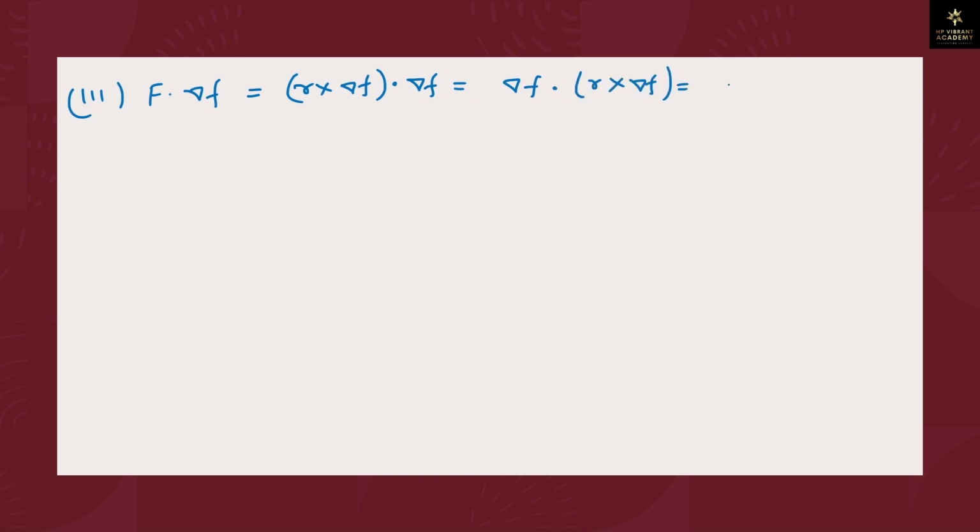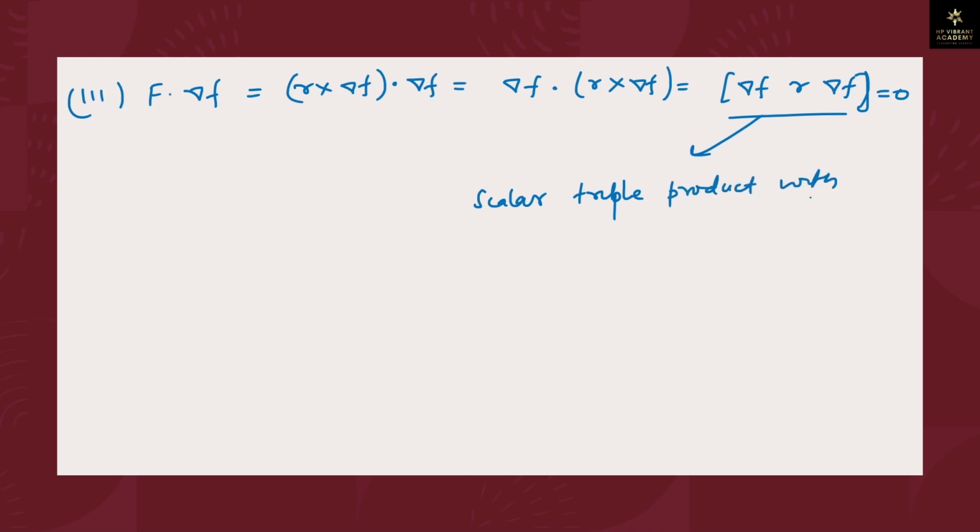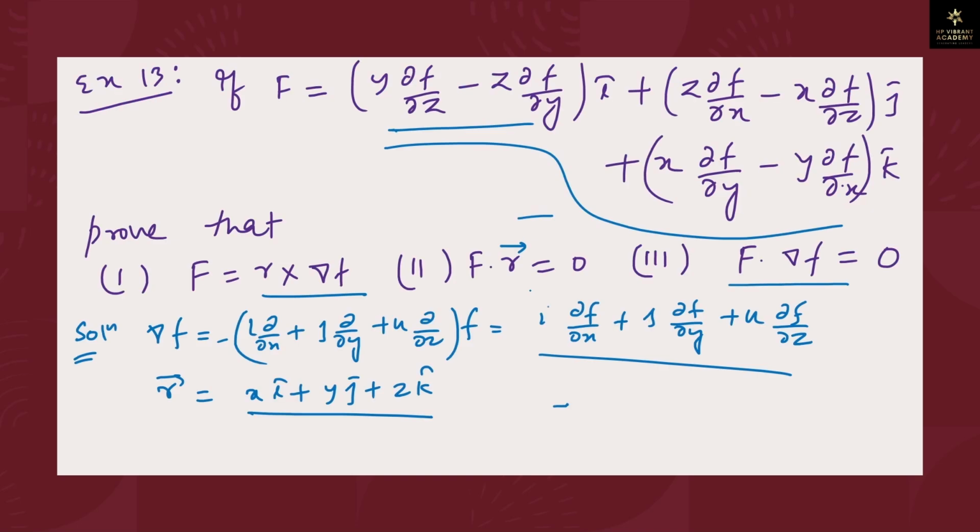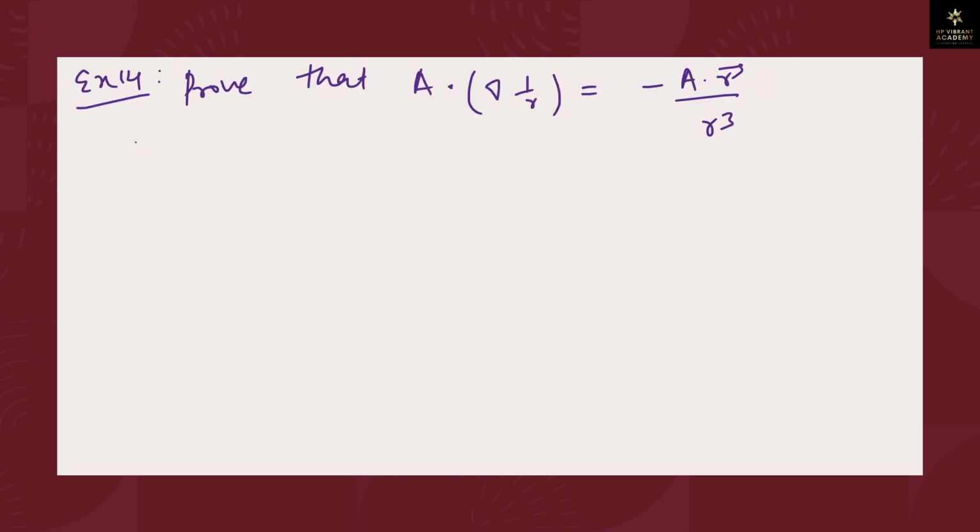This is also a scalar triple product. So this is del f, this is r, and this is del f. This is equal to 0. Similarly, the explanation is same, because scalar triple product with two vectors as same is 0. Okay, so we have discussed all the three parts. So let us discuss question number 14.